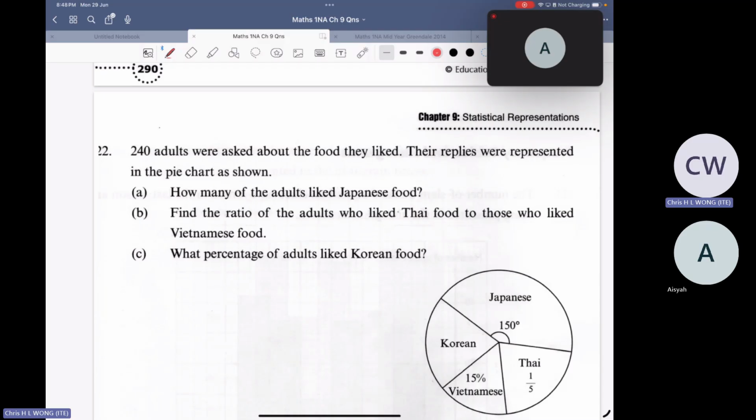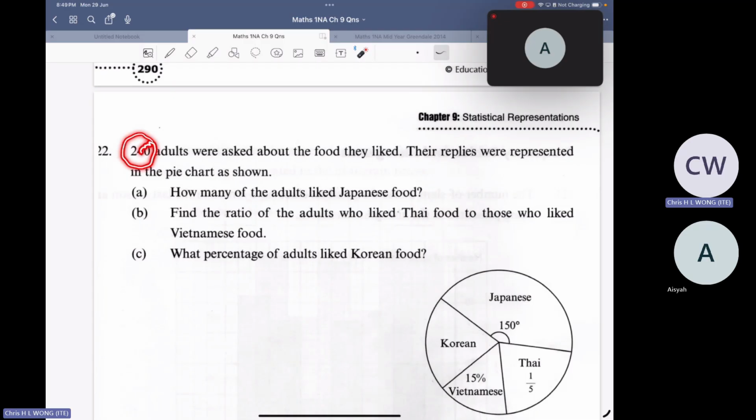All this information given to you is very important. They actually give you all the information, all different: 1/5 Thai, 15% Vietnamese, 150-degree Japanese. They are all different units. How are you going to relate them together? Not possible. So the only clue you can start with is 240 adults.